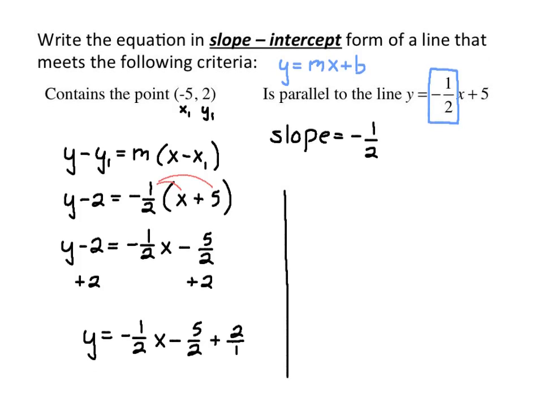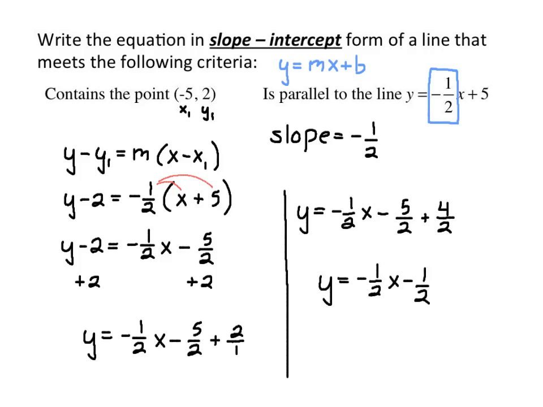What we really have then is y equals negative 1/2 x minus 5 over 2 plus 4 over 2, if I give that 2 over 1 a common denominator. So then if I combine our simplified terms, here's our final equation. Y equals negative 1/2 x minus 1/2. And that would be our y equals mx plus b form. And I know that this is the correct form because it is solved for y.